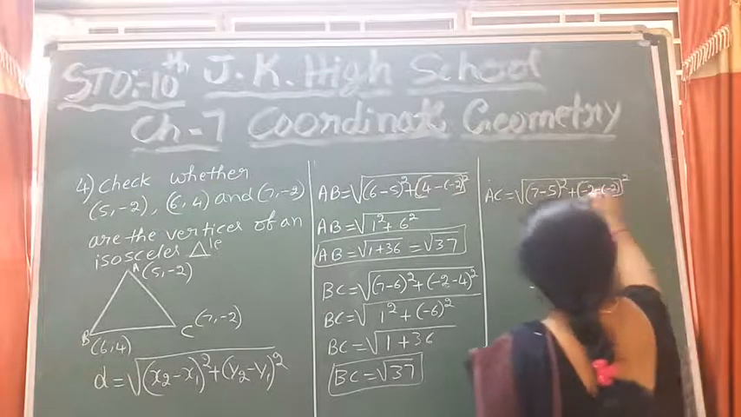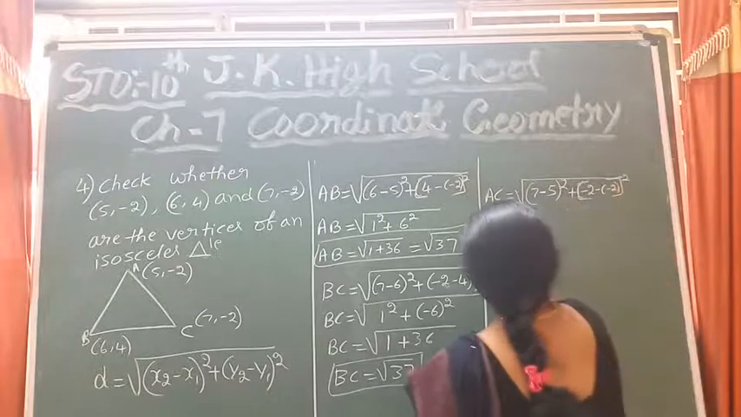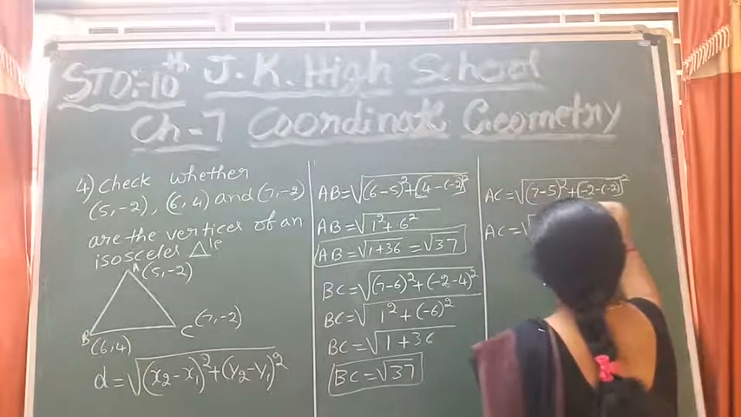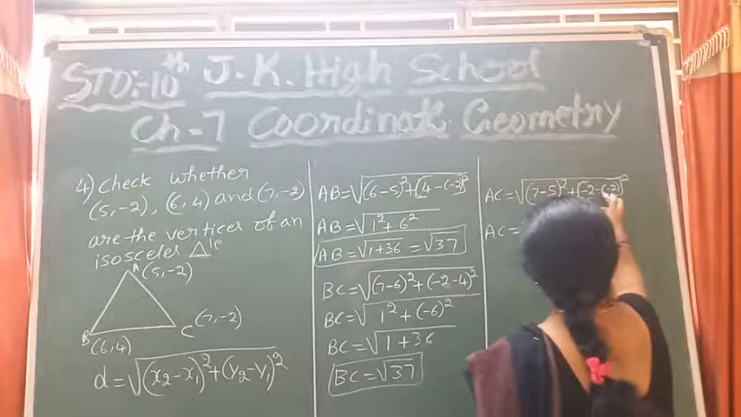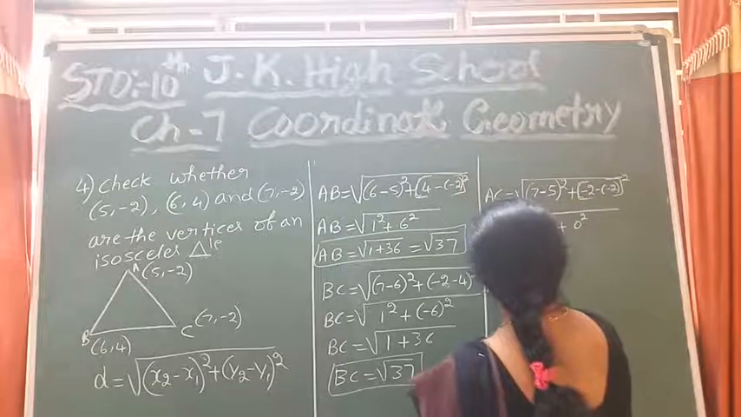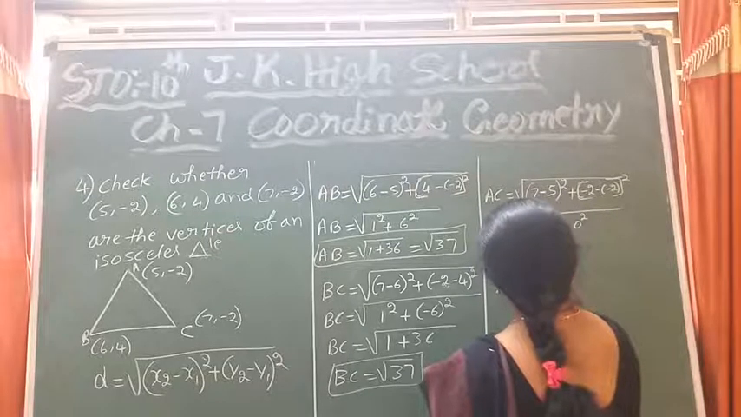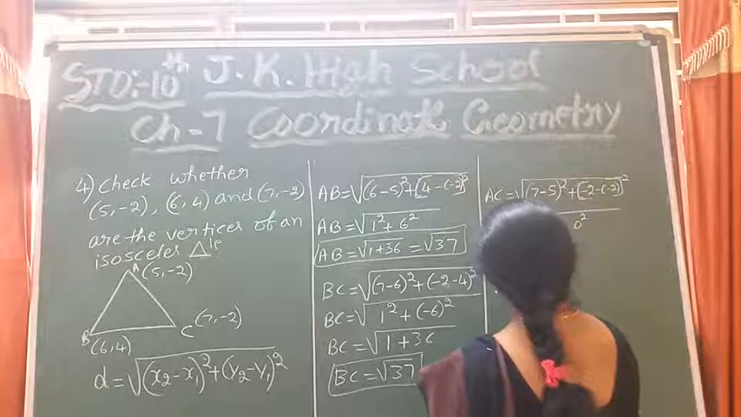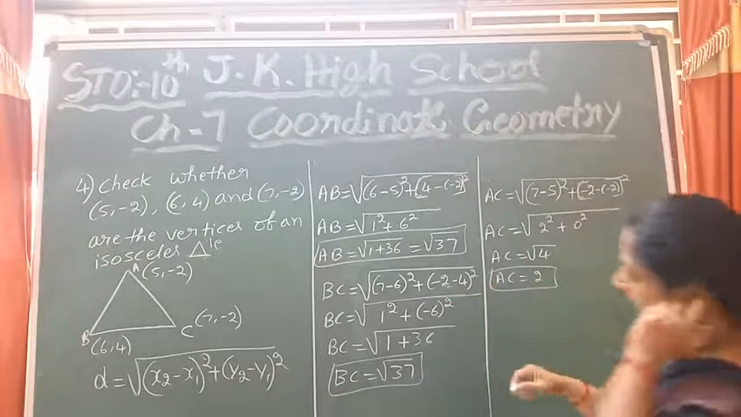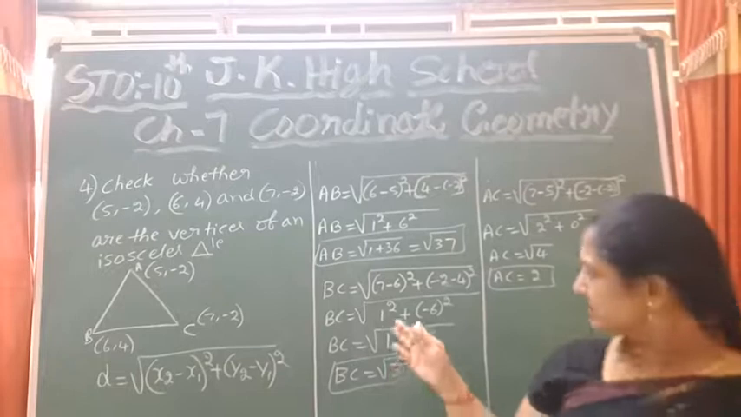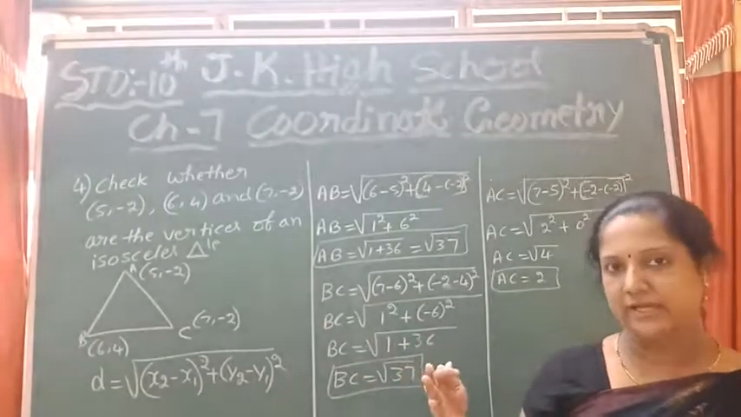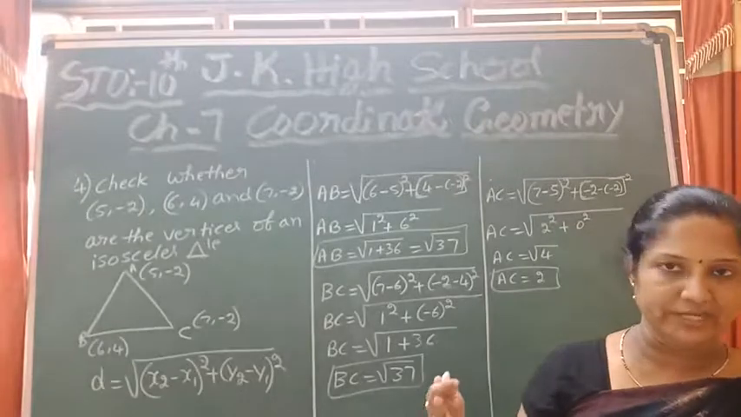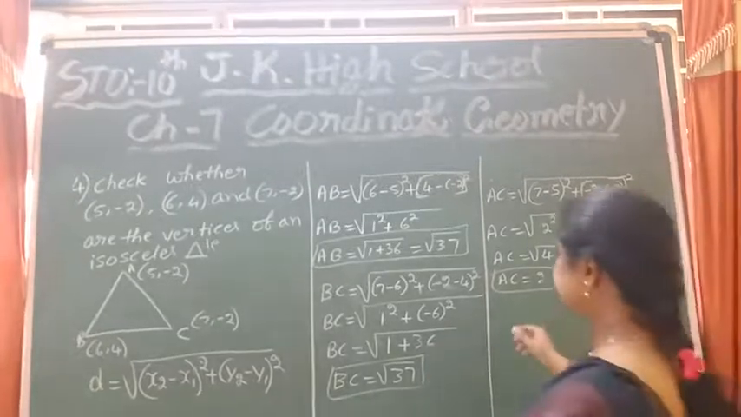Then simplification. After simplification, 7 minus 5 is 2 whole square. Here minus 2 plus 2 becomes 0, so it becomes 0 square. So the AC measurement I got is the square root of 4, that is 2. So out of 3 sides of a triangle, any two sides I got the same. To say isosceles triangle, any two sides of a triangle should be equal. So I got it in this triangle.